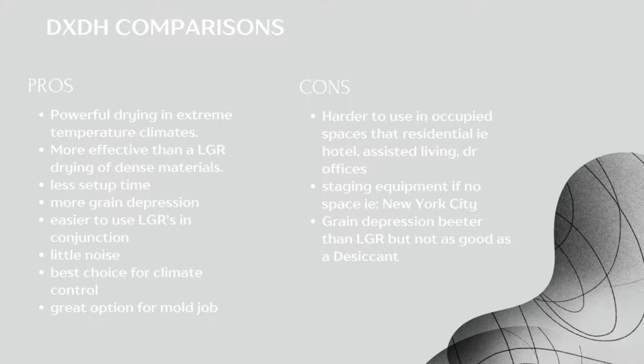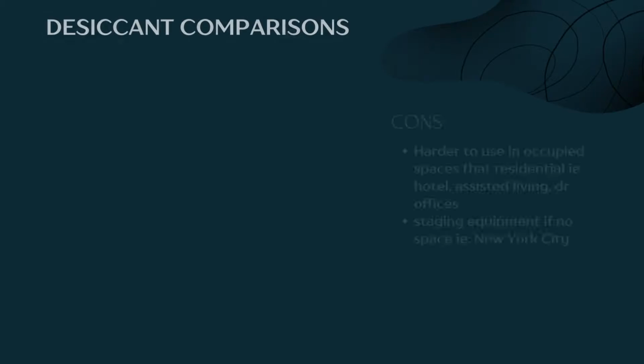A lot of times there's no space on sidewalks. New York City, Jersey City, Nashville, Tennessee, pretty much any city with narrow streets. And you get older buildings, which are more susceptible to water damage, but sometimes you have limited space. So when you're deciding which type of dehumidifiers to use, that's something that you need to keep in mind. Grain depression is better than LGR, but it's not as good as a desiccant on grain depression. But they do have that all-important temperature control capability to them.